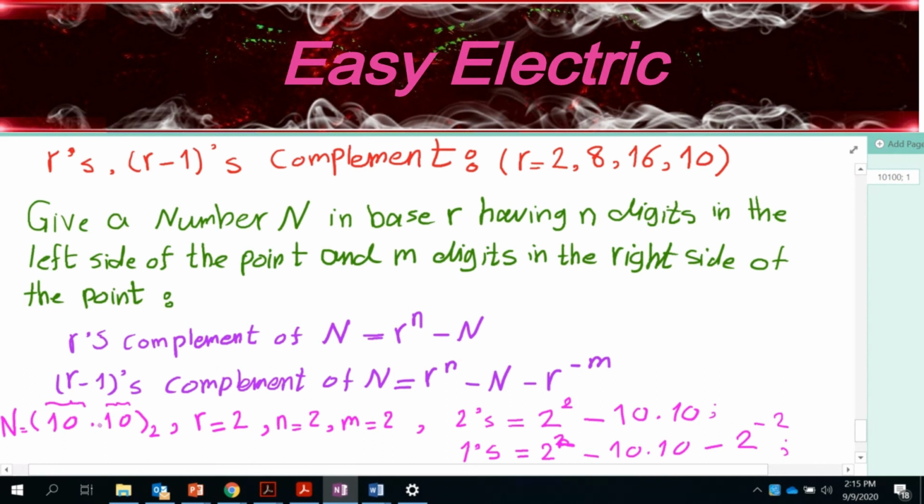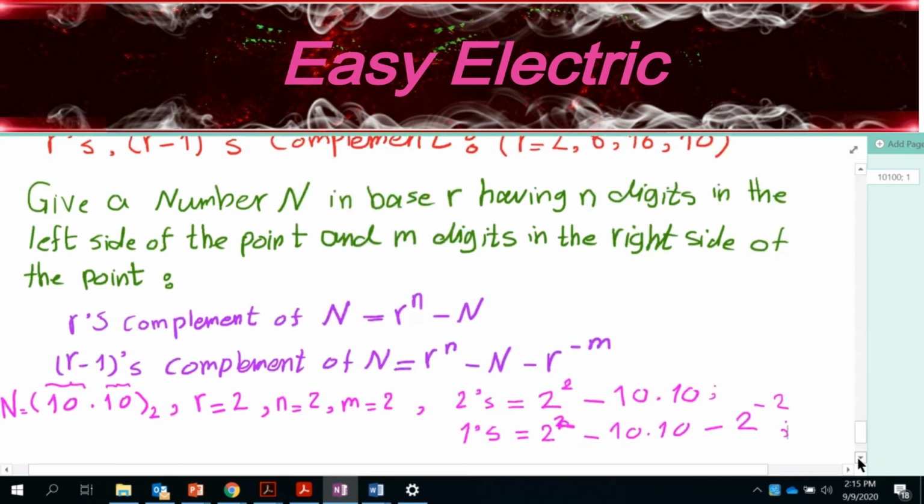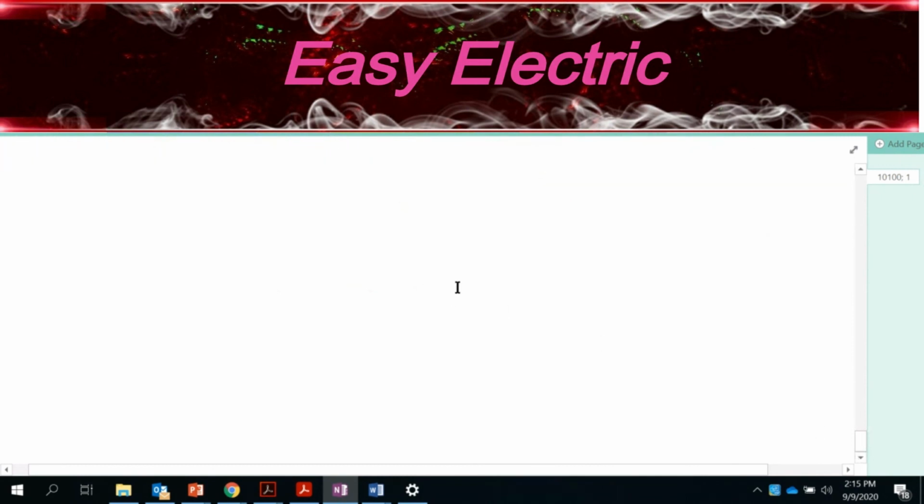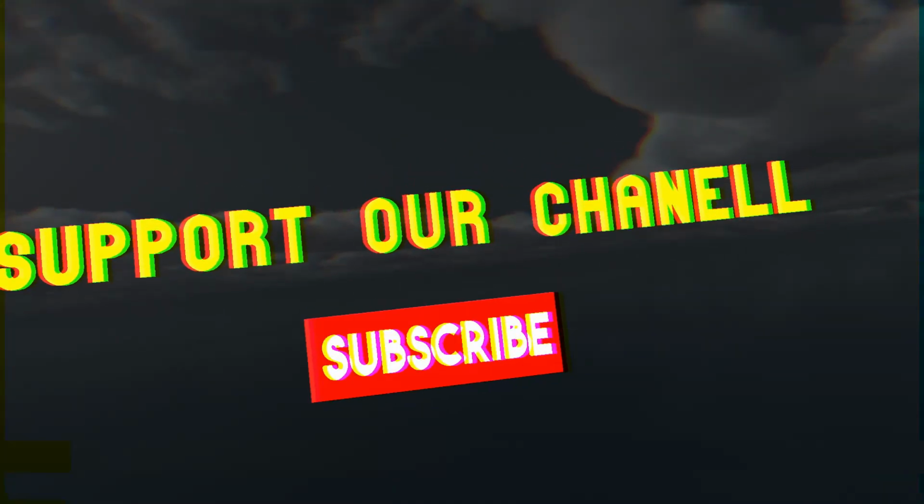But as I already mentioned, we never go and calculate whatever you have here, and we never use the definition of them. We have 2 shortcuts for finding the R's complement and also for finding the R minus 1's complement. We usually use these 2 shortcuts, which is the easy way to get R's and R minus 1's complement. So let's see how they work and how you could use that shortcut.